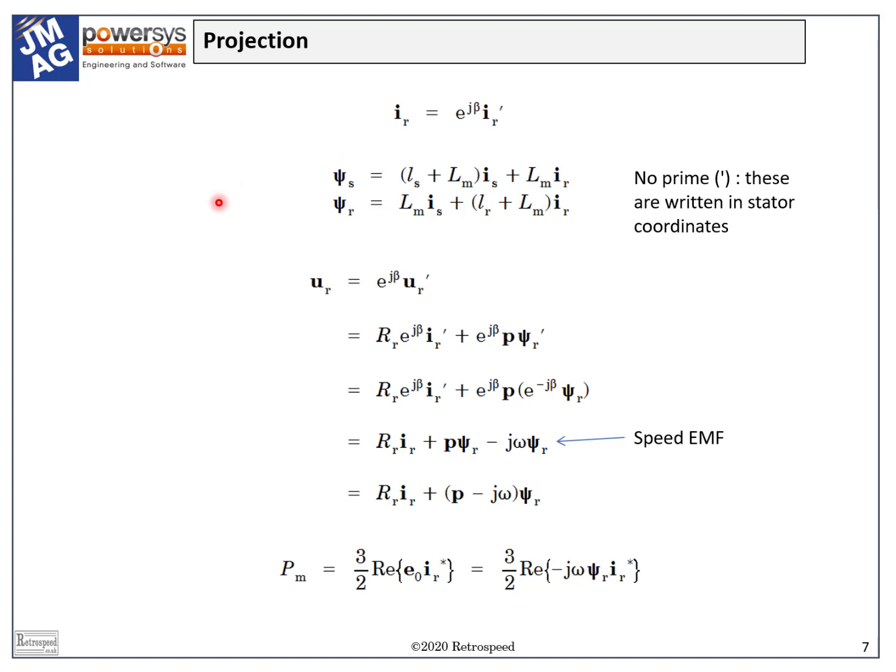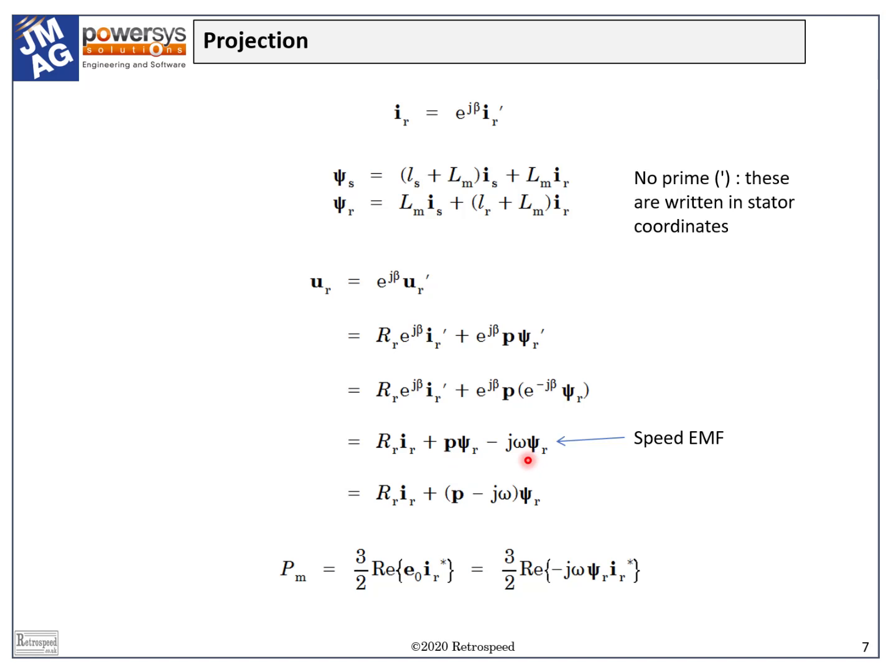When we substitute this transformation into the voltage equation, we find two kinds of induced EMF emerging from the chain rule of differentiation with respect to time. P, boldface P, is d by dt. So one of these terms, the P term, is the so-called transformer EMF, and the other one, the jω term, is the so-called speed EMF or rotation EMF. The speed EMF arises from the differentiation of the transformation function e^(jβ) itself.